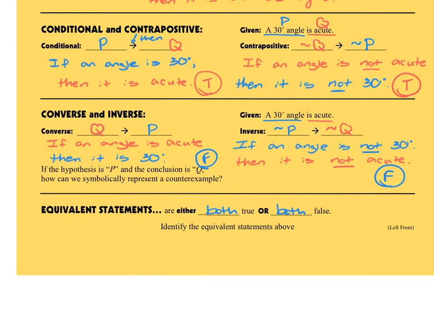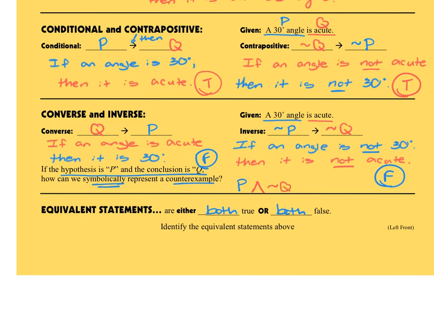The last thing that I want to do is circle back here to this question, which is, if the hypothesis is P and the conclusion is Q, symbolically, how can we represent a counterexample? A counterexample was something that satisfied the hypothesis and failed the conclusion. So it's a P and not Q.